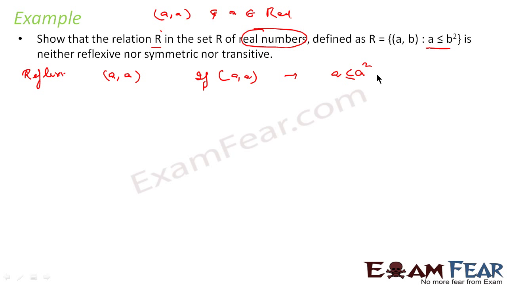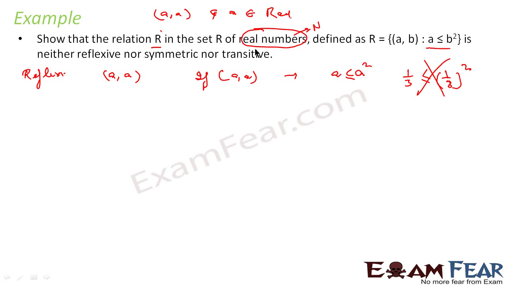But this is not true always. Since we are talking about real numbers, we take an example, for example, 1 by 3. 1 by 3 is not less than or equal to 1 by 3 square, that is 1 by 9. This is not true because 1 by 9 is less than 1 by 3. Since we are talking about real numbers, this statement fails. Let's suppose instead of real numbers this had been natural numbers, then this was true. But since we are talking about real numbers, this is false.